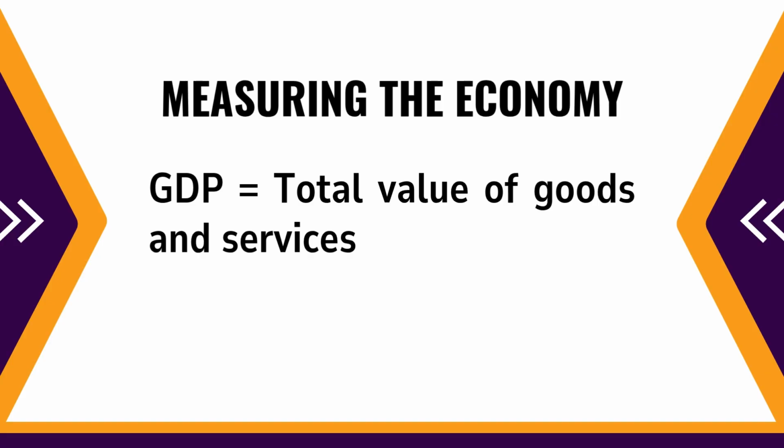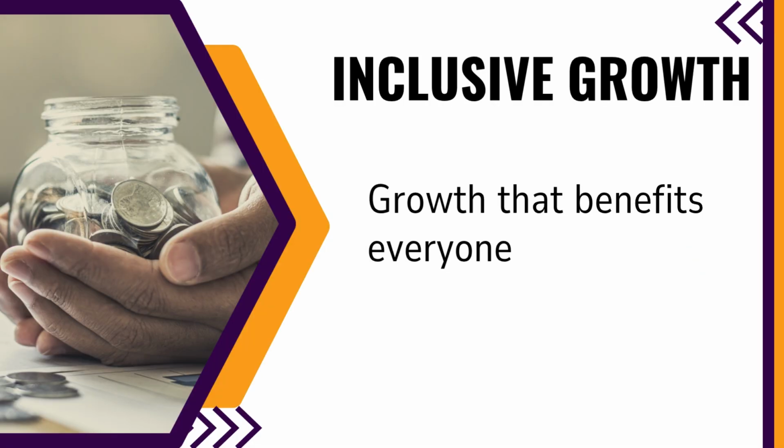We can measure how healthy an economy is by looking at its GDP, or gross domestic product. This is the total value of all goods and services a country produces in a year. When GDP grows, it means the economy is growing: more jobs, more income, and more production. But growth alone is not enough. It needs to reach everyone.